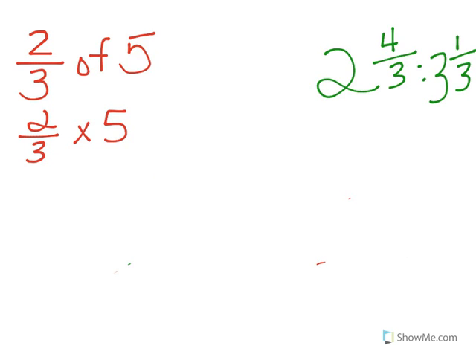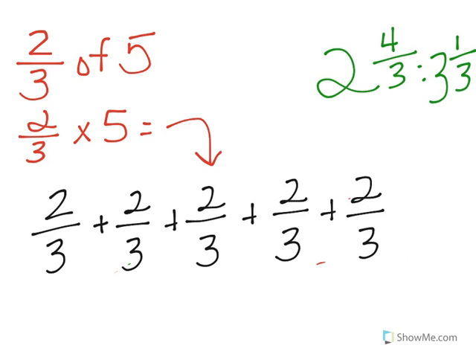Let's break it down using the repeated addition of 2/3. I have 2/3 plus 2/3 plus 2/3 plus 2/3 plus 2/3, because I'm saying it's 2/3 times 5. If I add those up, I copy over my denominator, and I have 2 plus 2 plus 2 plus 2 plus 2. That's going to be 10. Well, I don't want to leave that as 10/3. That's an improper fraction.